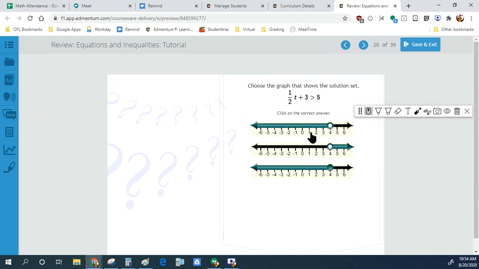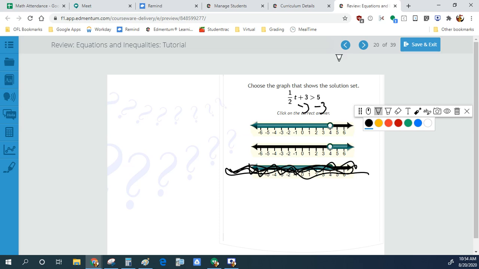So right off the bat, guys, is this going to be an open circle or a closed circle? Before we even do any work, open or closed? Open, yeah. There's no equal sign, so it's an open circle. Now from here, I already know this can't be the answer. So sometimes process of elimination really helps out here.